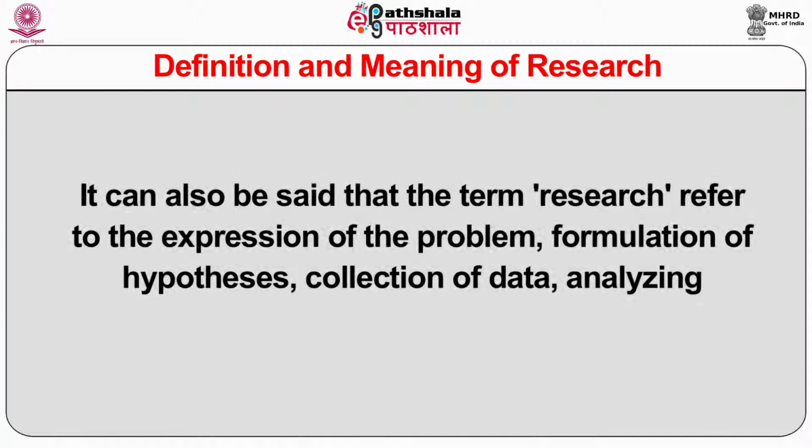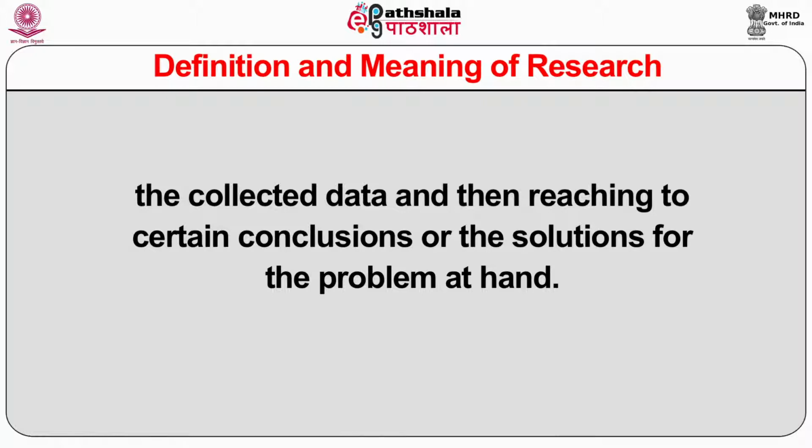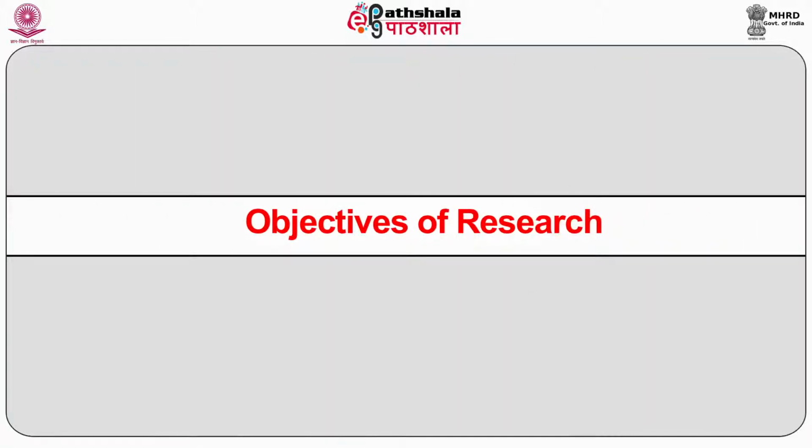This systematic approach that relates to generalization and the development of a theory is again termed as research. It can also be said that the term research refers to the expression of the problem, formulation of hypothesis, collection of data, analyzing the collected data, and then reaching certain conclusions or solutions for the problem at hand. Research is carried out to bring out the solutions to a problem through systematic adoption of scientific procedures that stand as the primary objective of any sort of research.